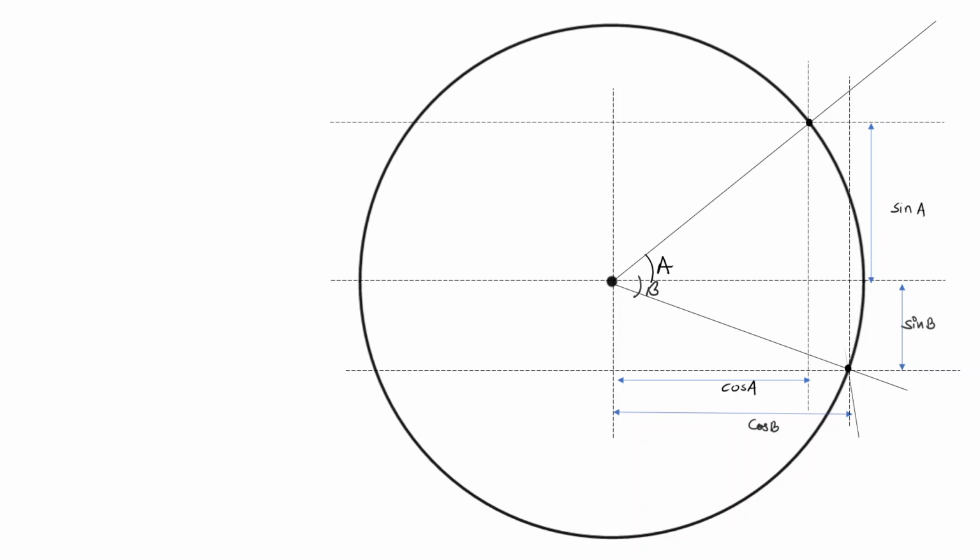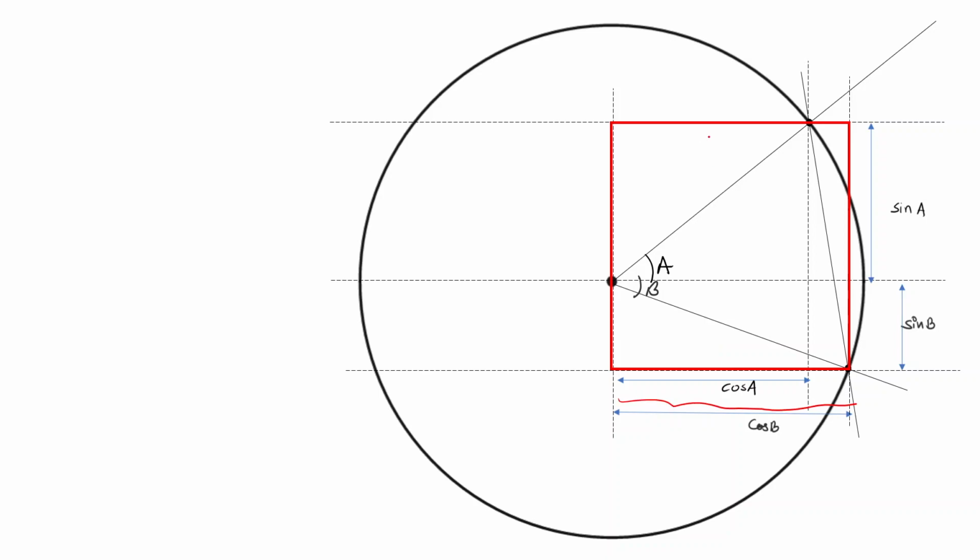Take a look at this, where the two rays which are making angle A and B are intersecting the circle. We are going to join that point. And first let's think about this. This is not a square, this is a rectangle. So let's think about this rectangle. What is the length of this rectangle? It's cos B, and the height of this rectangle is sin A plus sin B.